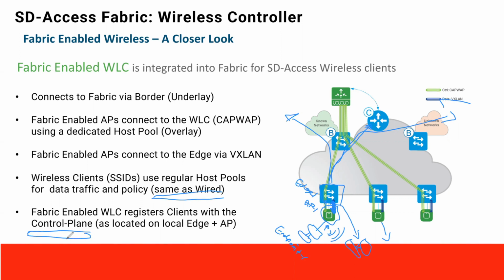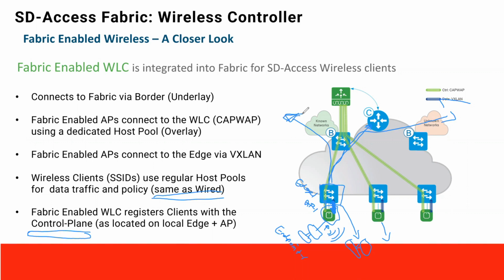Pranav, Deepika here. So Fabric enabled WLCs can have APs in Flex Connect mode as well? Yeah, you can have it in Flex Connect. Actually, the recommended mode is Flex Connect only.